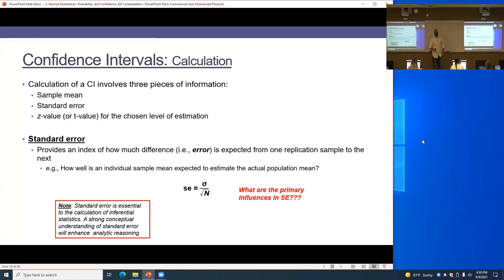Teresa, what happens if my standard error starts to get smaller and smaller and smaller? What does it do if that's in the denominator of my test statistic? What happens to my test statistic? It's getting bigger and bigger. And am I more likely to find effects that I'm interested in finding with a bigger test statistic or a smaller test statistic?